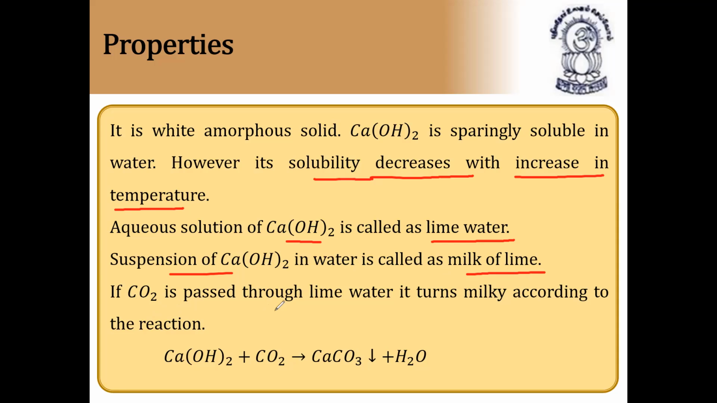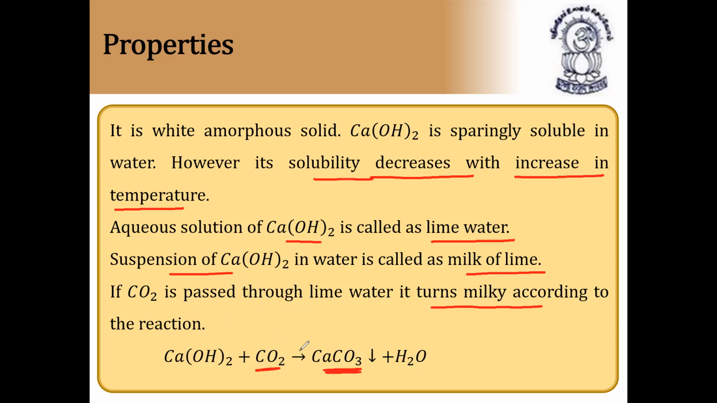If CO2 is passed through lime water, it turns milky. This is the test for carbon dioxide. What is the test for carbon dioxide gas? If you pass it through lime water, it turns milky due to the formation of precipitate calcium carbonate. Carbon dioxide gas turns lime water milky.